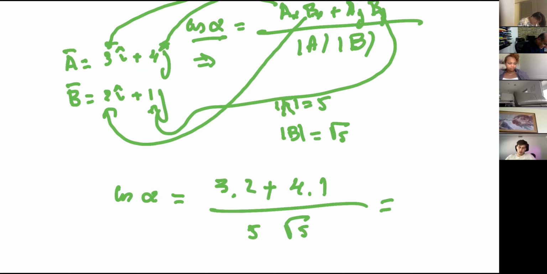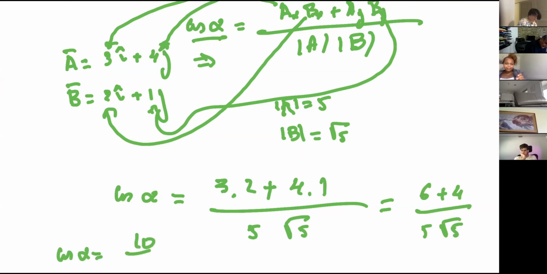So this is 6 plus 4 times 1, no? 4 plus 6 is 10, divided by 5 square root of 5. So maybe I made the mistake rationalizing this. 10 divided by 5 square root of 5. 10 by 5 is 2 over square root of 5. And now you find what 2 divided by square root of 5 is, and you find alpha.